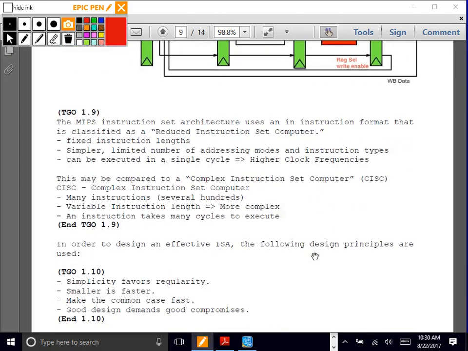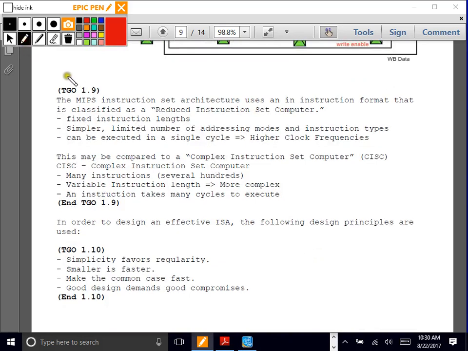All right, so 1.9. So the MIPS instruction set architecture uses an instruction format and that is classified as a reduced instruction set computer. So I talked about RISC and CISC really briefly. We're going to define them in more detail here. So it has a fixed instruction length. All RISC machines have fixed instruction lengths. In this case, in the one we will use in our class, every single instruction is 32 bits long.